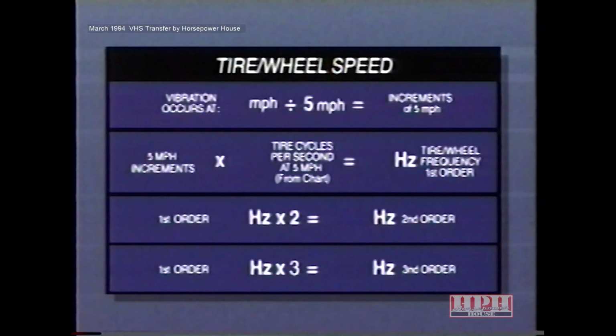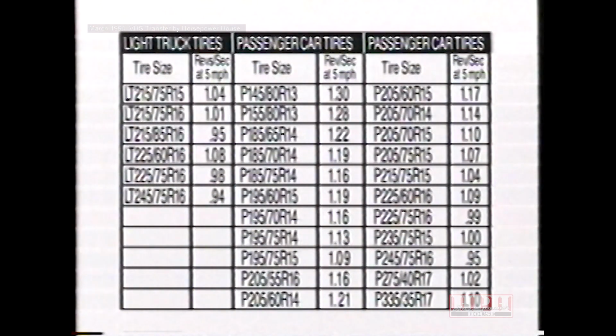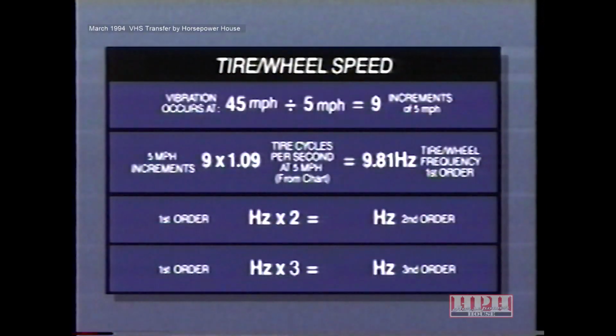To calculate wheel speed, first find the vehicle speed at which the symptom occurs. Then divide that number by 5. Your resulting number indicates the number of 5 mile-per-hour increments. Multiply this number by the corresponding tire size frequency at 5 miles per hour. Refer to the tire revolution chart located in your reference book. The resulting number is the first-order tire wheel speed frequency. The second-order frequency is twice this number, and the third-order frequency is 3 times this number.